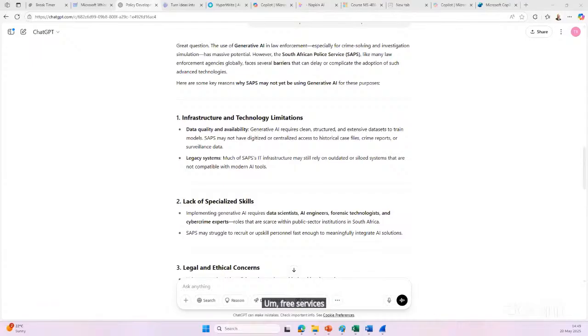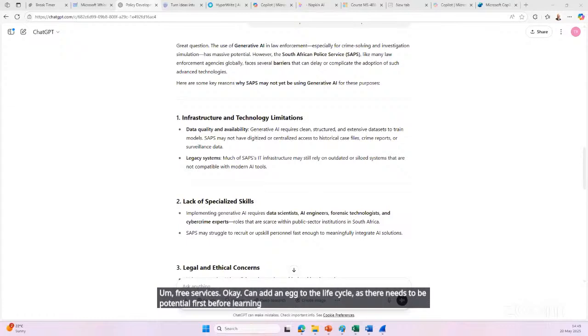Can add an egg to the life cycle, as there needs to be potential first before learning can start. Yeah, absolutely.